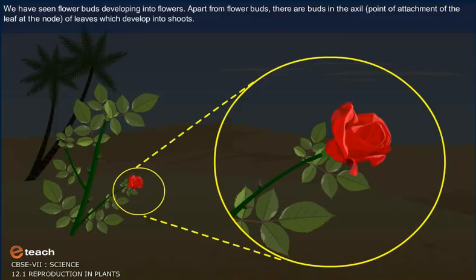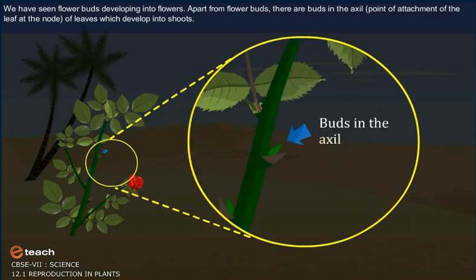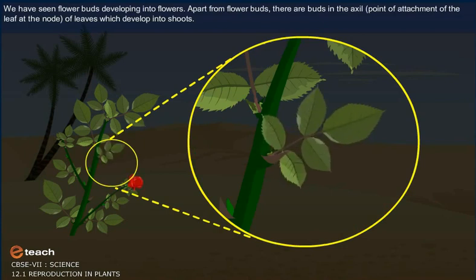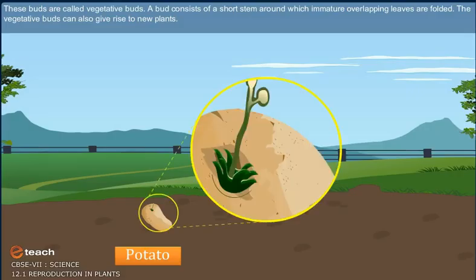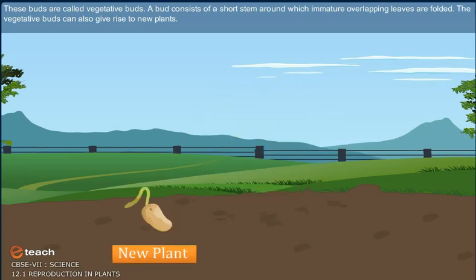We have seen flower buds developing into flowers. Apart from flower buds, there are buds in the axil, the point of attachment of the leaf at the node, of leaves which develop into shoots. These buds are called vegetative buds. A bud consists of a short stem around which immature overlapping leaves are folded. The vegetative buds can also give rise to new plants.